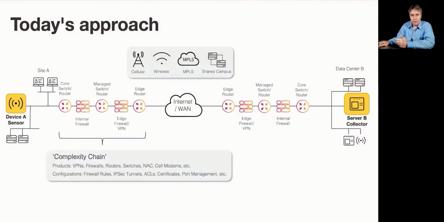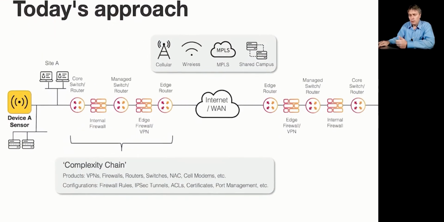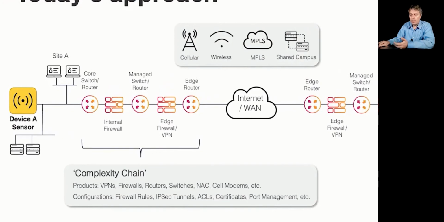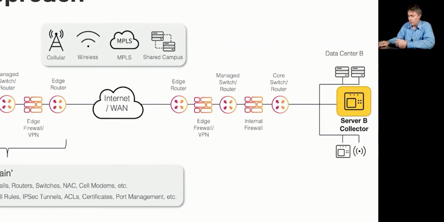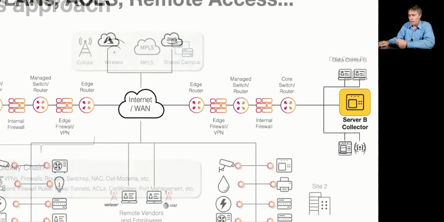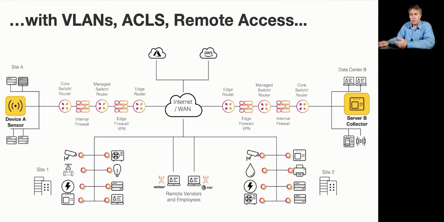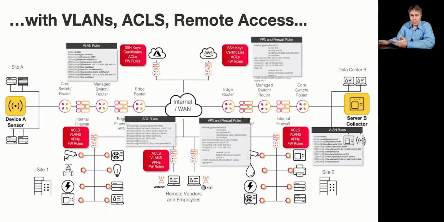A simple example that I'll go through in the demo is, if you look on the left, we've got device A, we've got a sensor. You need to connect it to your network at some particular location, and it needs to generate some analytical data that it needs to send to a collector. Let's call it server B over on the right. Today you would connect these to your existing network, and then you'd try to figure out how to secure it, and it would get very complex. You'd have VLANs and ACLs, and you'd have to figure out remote access.